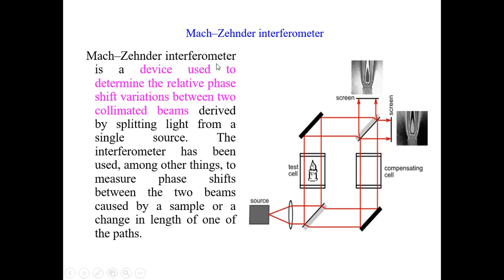So what is written? A Mach-Zehnder interferometer is a device used to determine the relative phase shift between two collimated beams derived by splitting light from a single light source. The interferometer has been used, among other things, to measure the phase shift between the two beams caused by a sample or a change in length of one of the paths. So I just showed what an interferometer is. Let us now see the working of the Mach-Zehnder interferometer, and then I will continue with your AWG again.